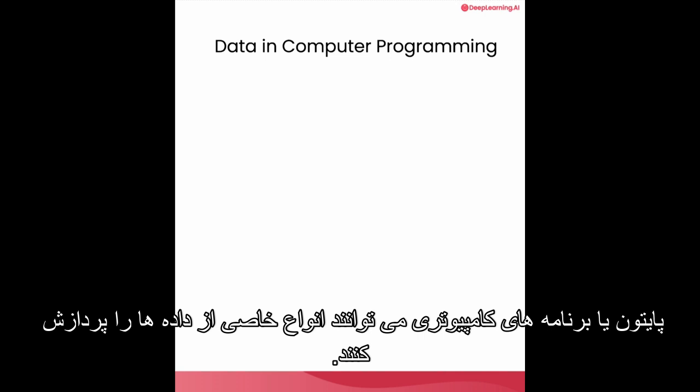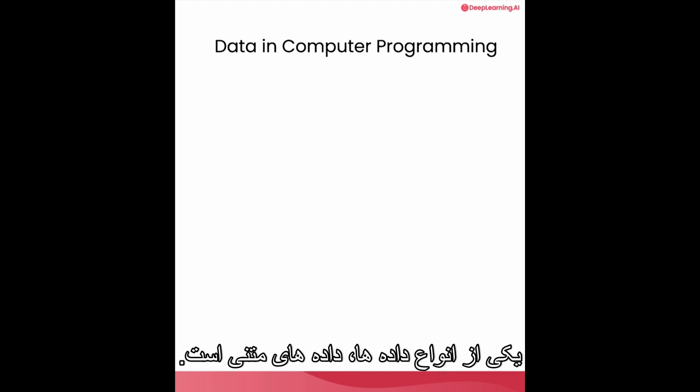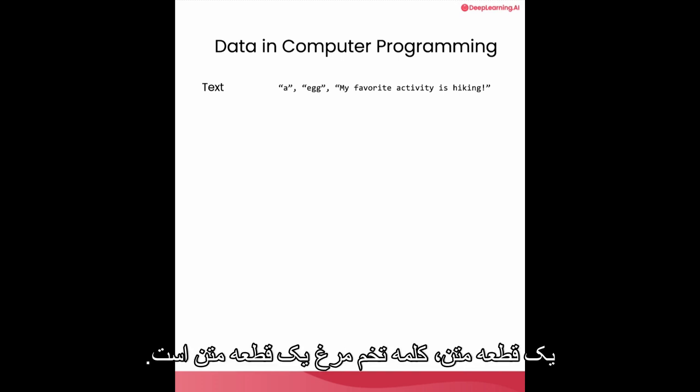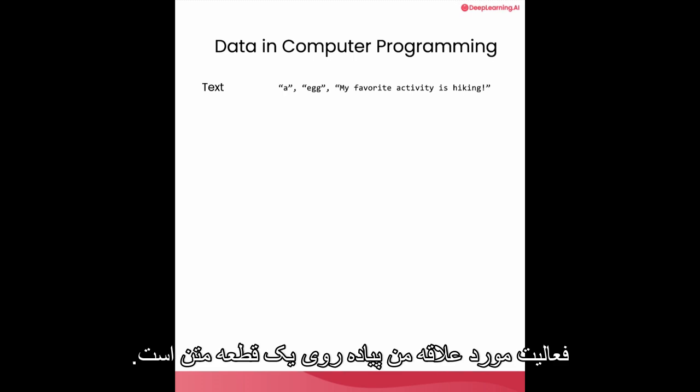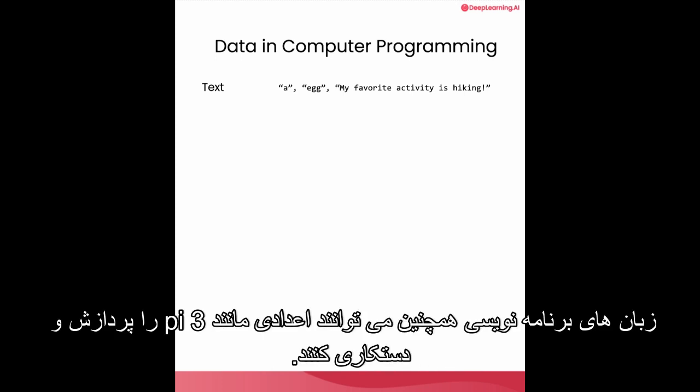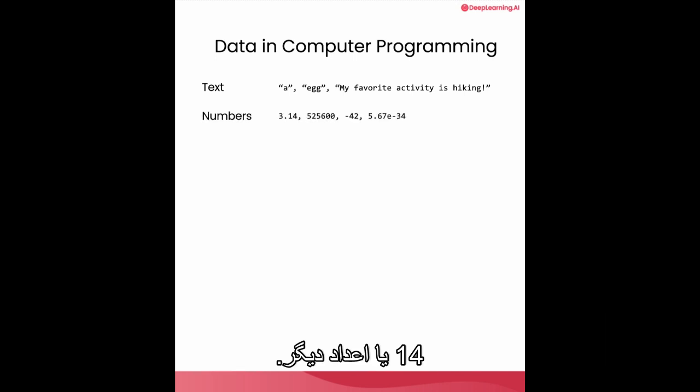Python or computer programs can process certain types of data. One type of data is text data. So A is a piece of text. The word egg is a piece of text. My favorite activity is hiking is a piece of text. And Python can print out text and, as we'll see later, also do other things with text. Programming languages can also process and manipulate numbers like pi, 3.14, or other numbers.